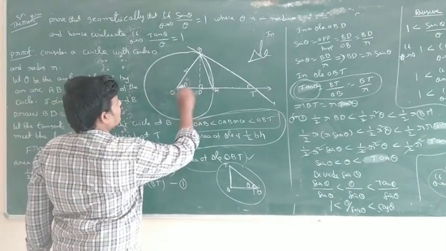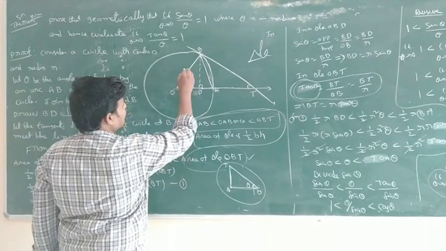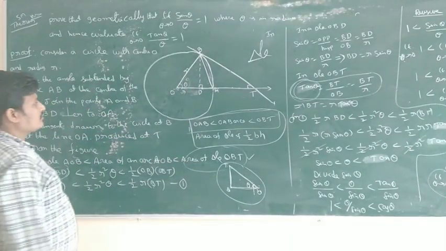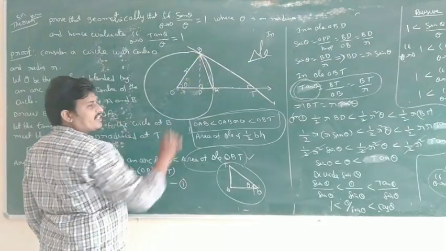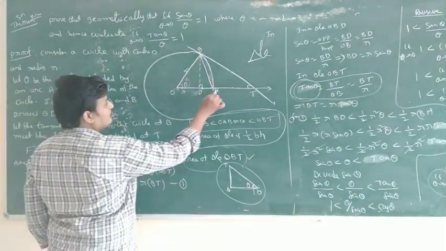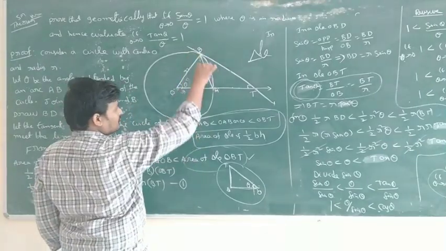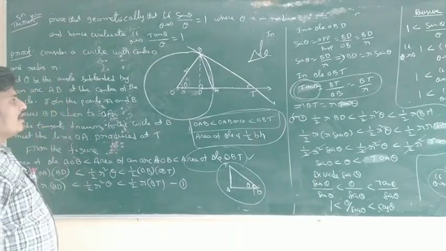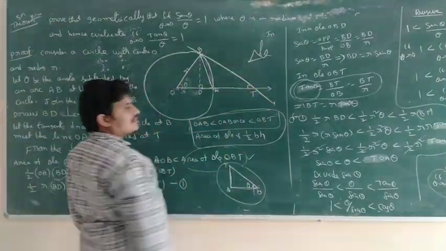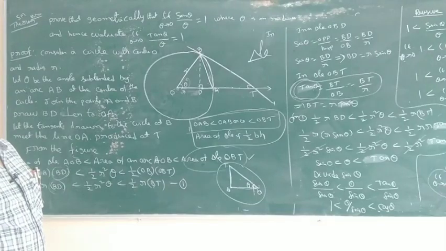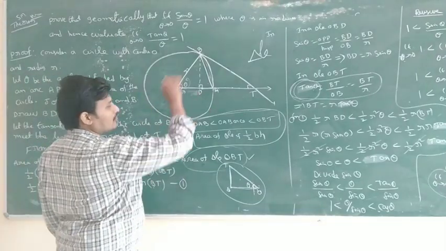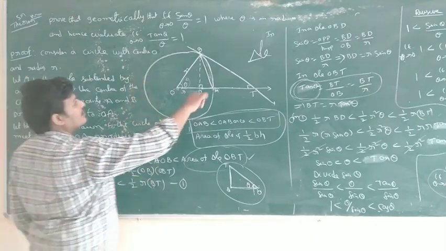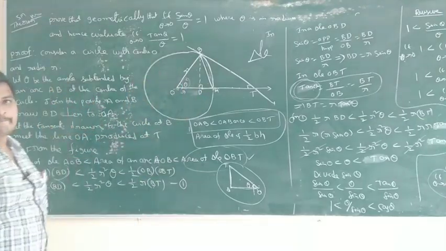OA and OB are the radii, denoted by R. BD is perpendicular to OA, and draw the line BA and the tangent BT. This is the diagram. Draw the circle neatly, using a rupee coin or bangle or something.